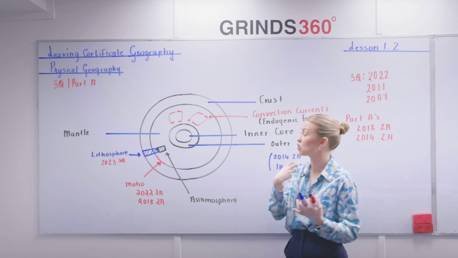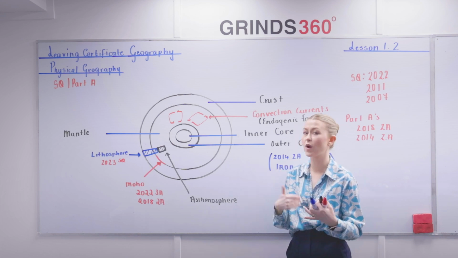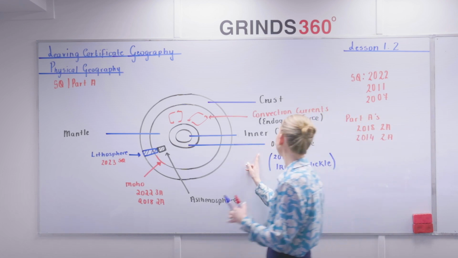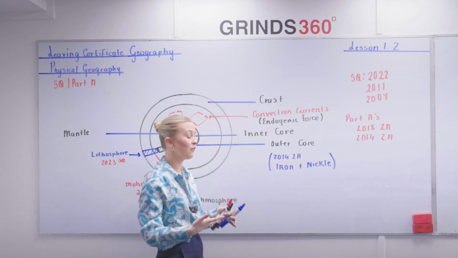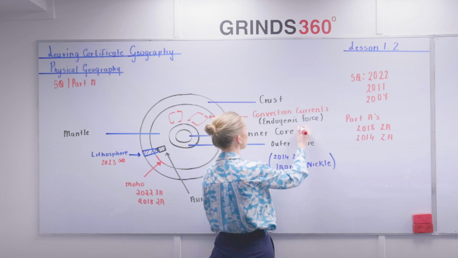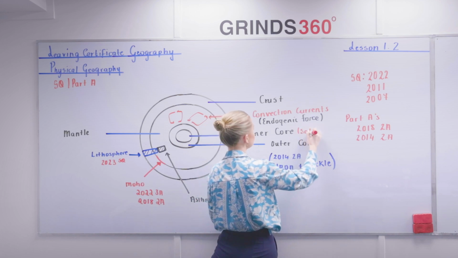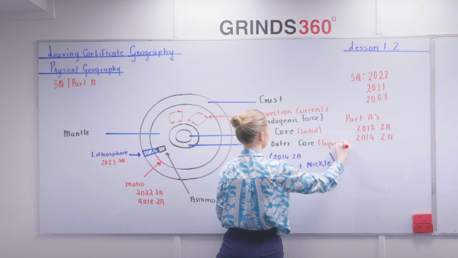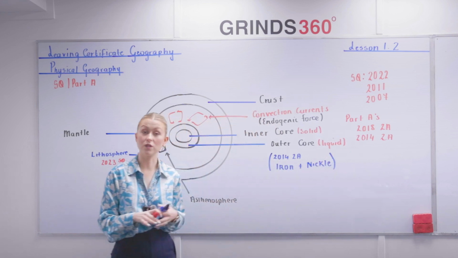Think about the inside of anything should be solid. If I was the examiner, what I would do is I'd ask you the difference between the composition of the inner and the outer core. I would say both are made up of iron and nickel. However, the inner core is solid, whereas the outer core is liquid. And again, both composed of iron and nickel.